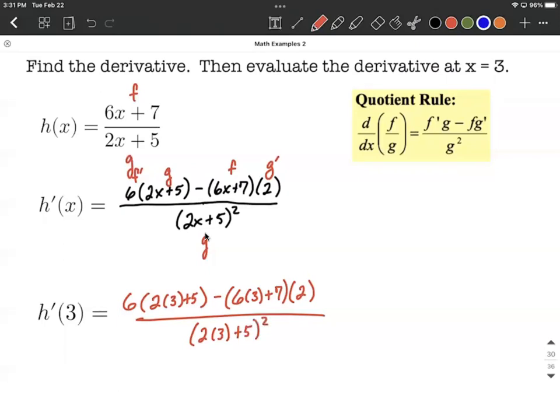A little bit more reducing down that we can do here. Let's get the best answer we possibly can. So this is going to work out to be, we're going to work inside the parentheses first. We have 6 plus 5 is going to make 11. Minus, inside that next set of parentheses, I think we have 18 plus 7 should be 25, with that 2 still being multiplied on the outside. And then in the denominator, this is again 6 plus 5 makes 11. That's going to get squared.